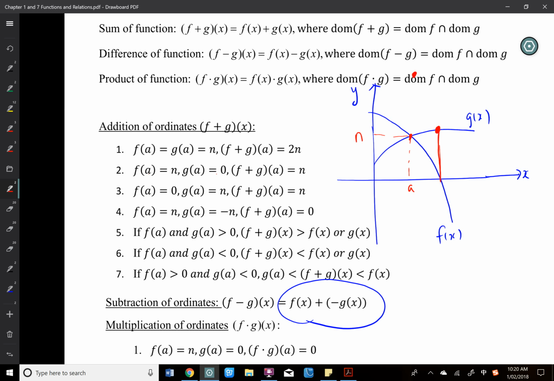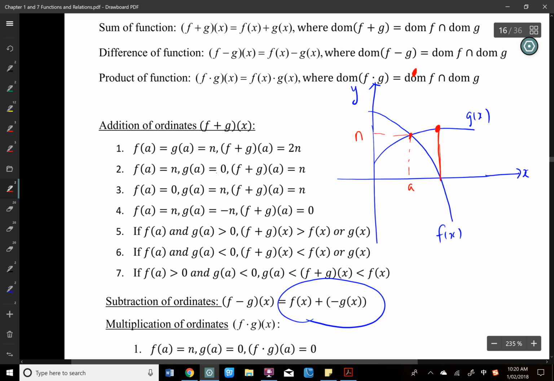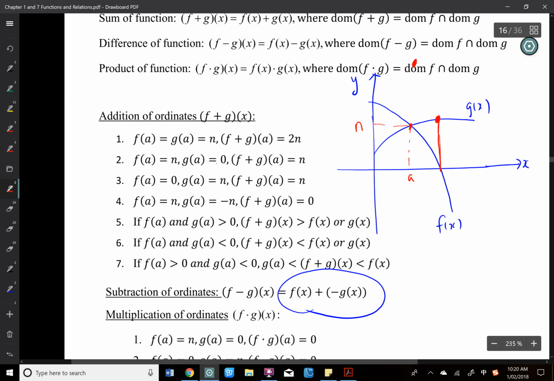So this is one point you need to label. And there's another thing: if f(a) equals n and g(a) equals minus n, with one at the top and one at the bottom, roughly you think they have the same distance.